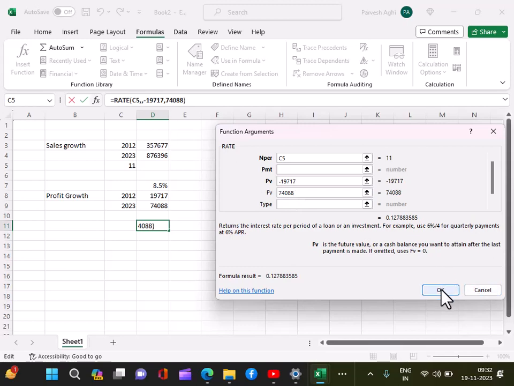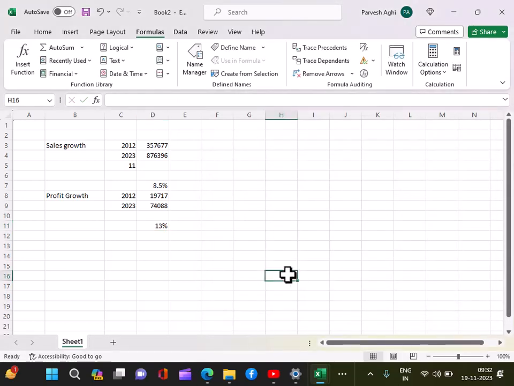So the bottom line is growing at 13%, whereas the top line is growing at 8.5%. So the bottom line is good. Fine. 13% profit you're earning every year. That's increasing. It's a good number.